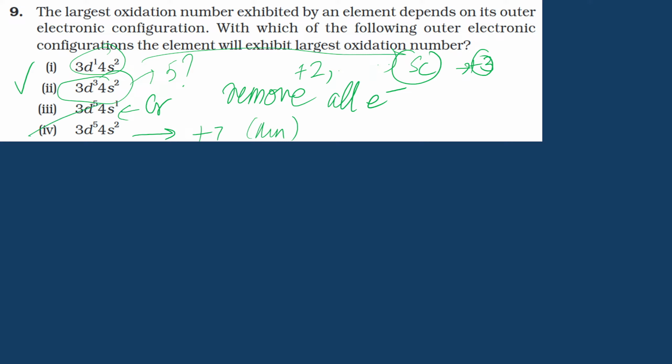3? Chromium? Oh, hold on. Astik thinks it's 3. Astik, this would be 6, no? 1 plus 5. Okay, you're talking about that. Yeah, but this shows +6. Yeah, manganese is +7.